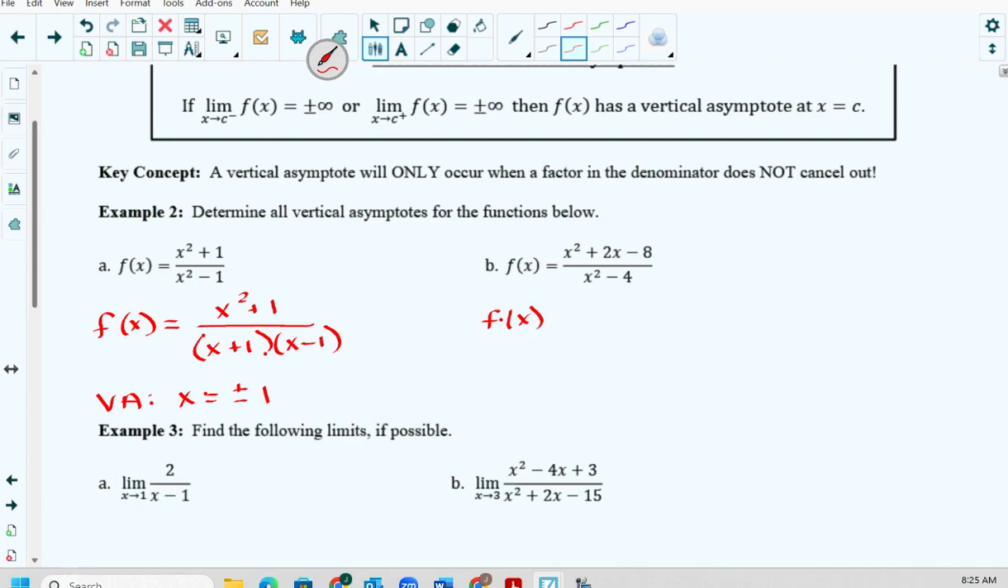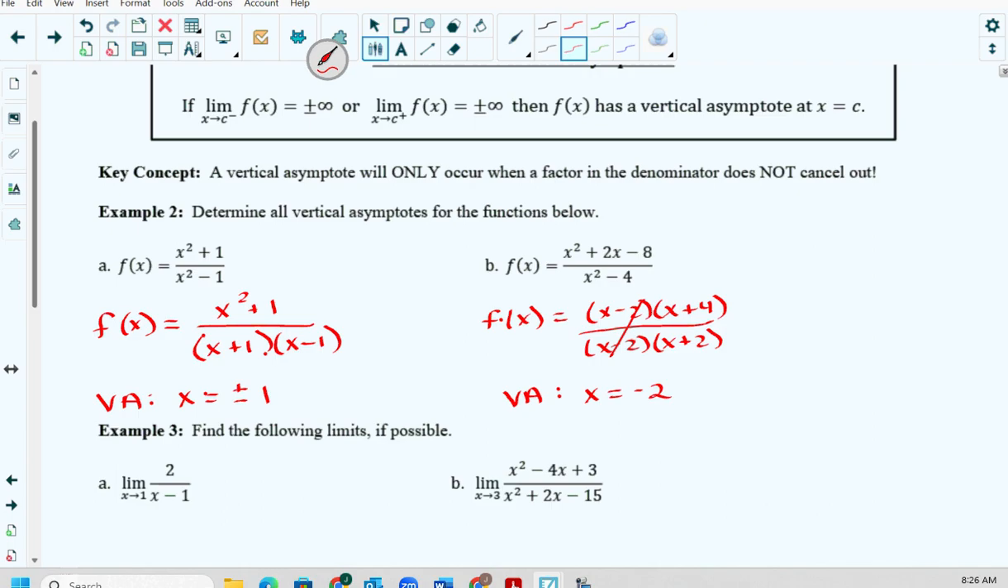Check with your neighbor. We only get one vertical asymptote this time. Where is it? x equals -2. Once they cancel, remember that creates a hole. What we're left with is the vertical asymptote.